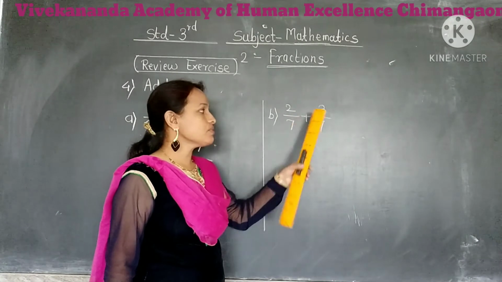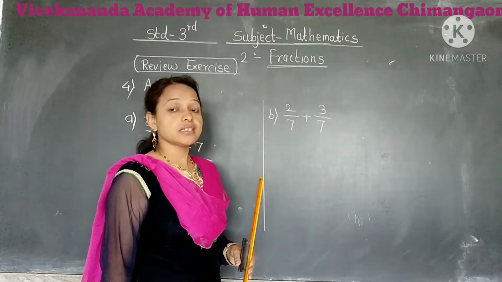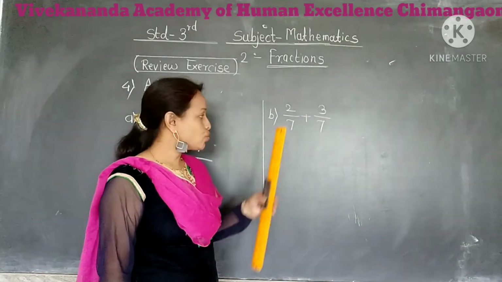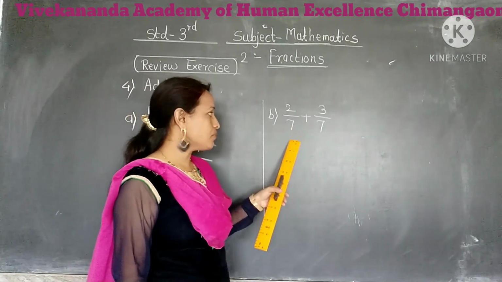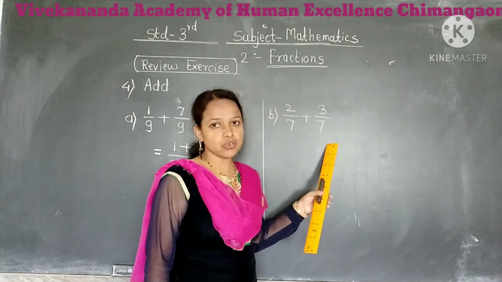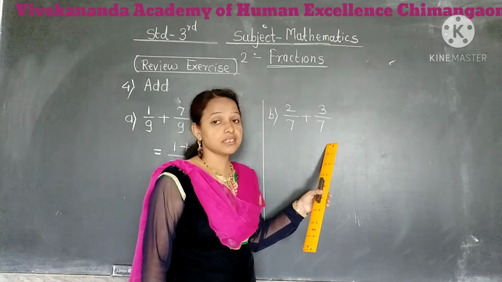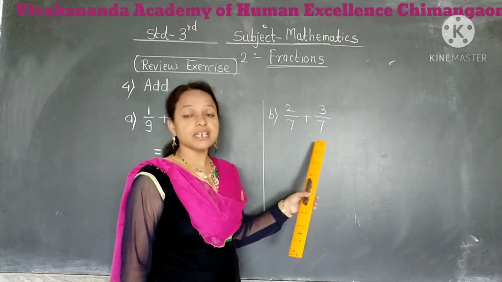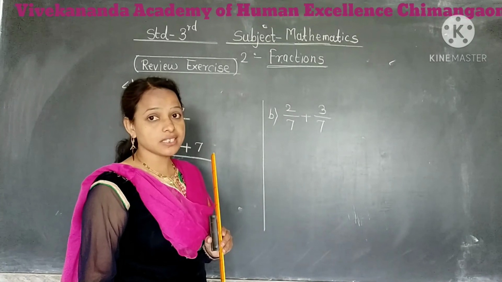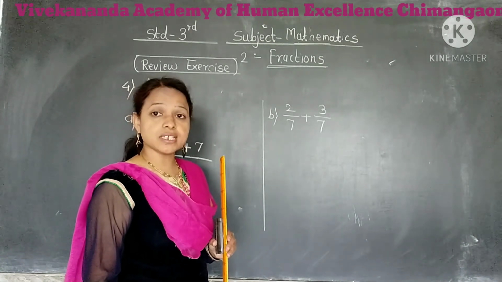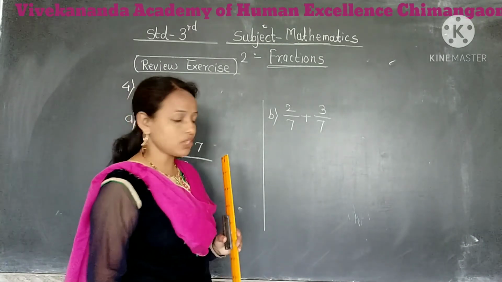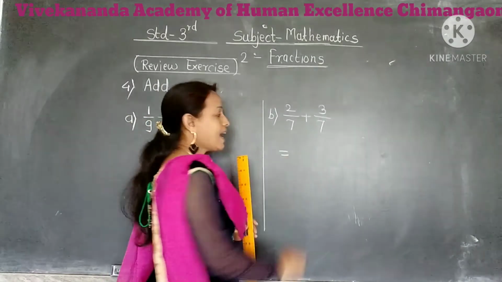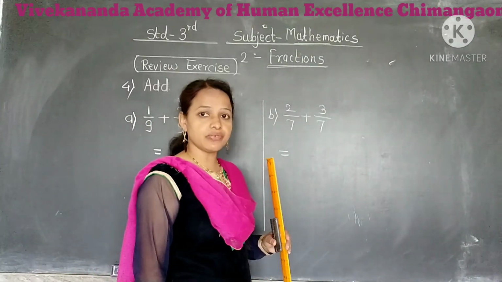Here 2 upon 7 and 3 upon 7. These are also like fractions. 2 upon 7, its denominator is 7, and 3 upon 7, its denominator is 7. So these have the same denominator. So just now we have learned the sum of fractions having the same denominator is equal to the sum of their numerators upon common denominator. So here we will add the numerators of the given fractions.